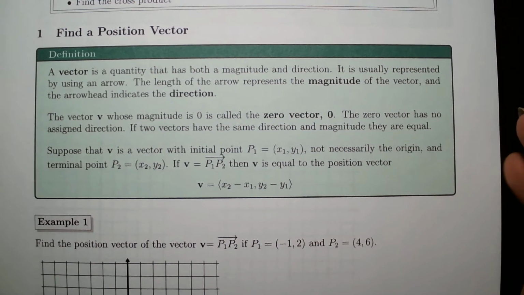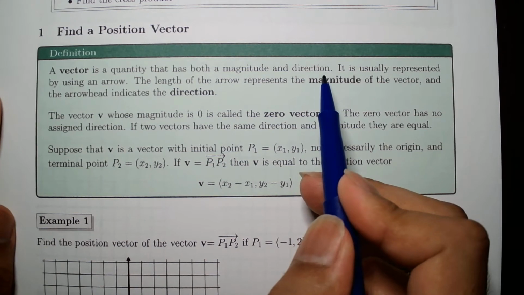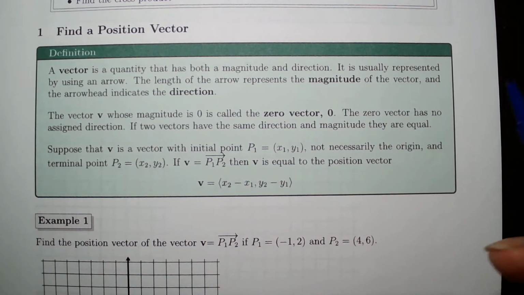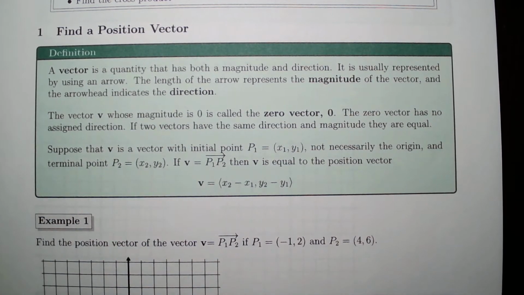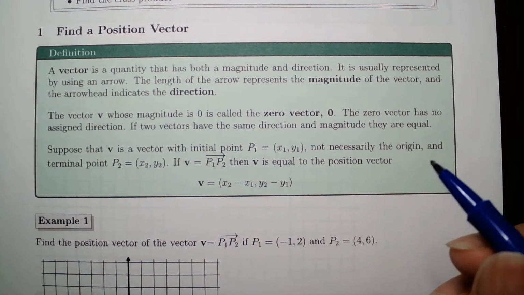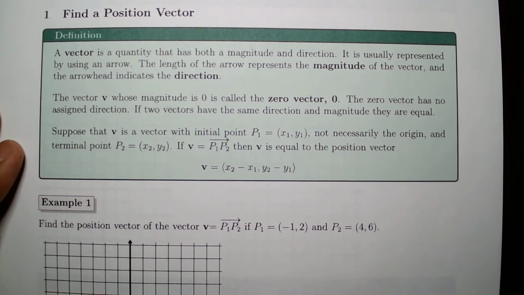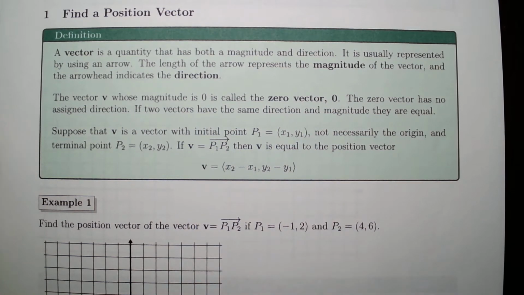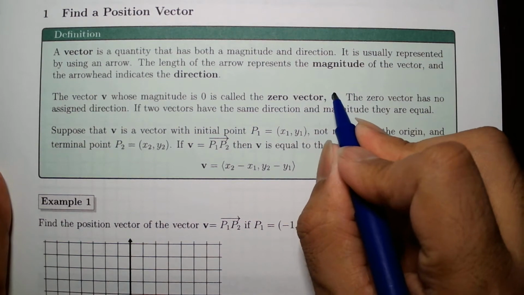A vector is a quantity that has both a magnitude and a direction. It's typically represented by using an arrow. The length of the arrow represents the magnitude, and the arrowhead indicates the direction of where that vector is going to. One of the most particular vectors is the vector whose magnitude is 0, which is called the zero vector.